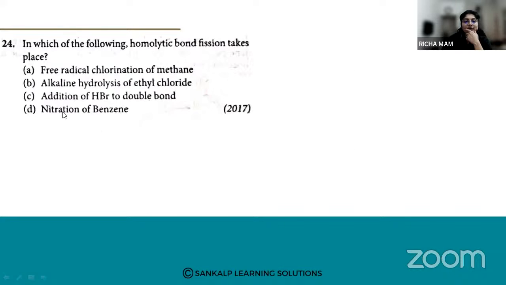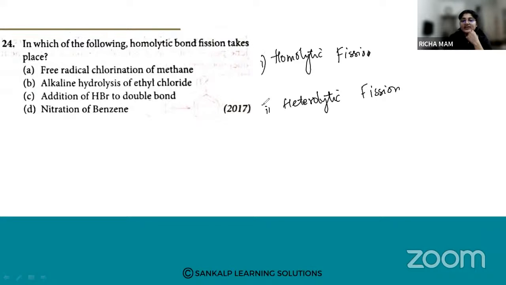In which of the following does homolytic bond fission take place? Before going to this, what do you mean by homolytic fission? There is homolytic fission and heterolytic fission. When you are breaking a bond, there are two types of bond cleavage taking place. One is the homolytic cleavage, another is the heterolytic cleavage.